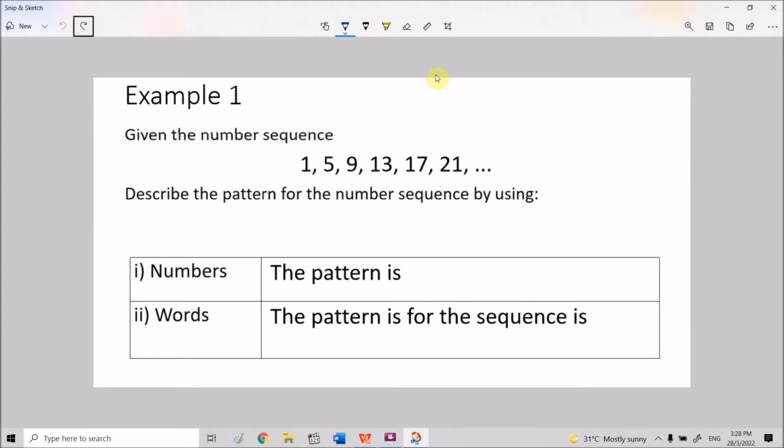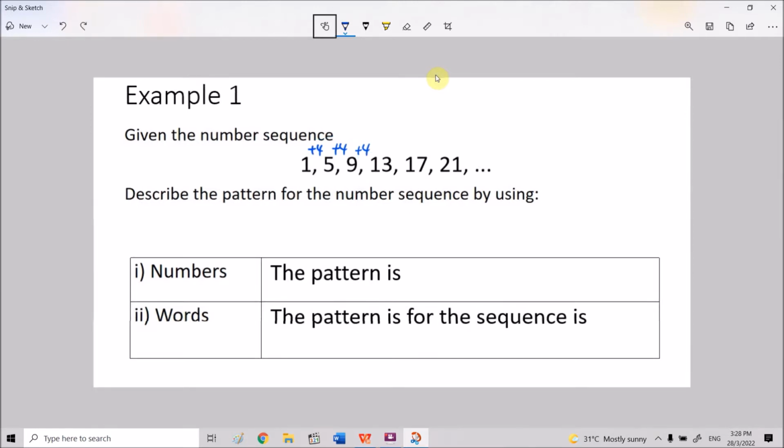As you can see, the numbers are increasing. So if it is increasing, it is either addition or multiplication. We start off with addition here. From 1 to 5, we add 4, right? 1 plus 4, you get 5. 5 plus 4, you get 9. 9 plus 4, you get 13. And so on. Now we are going to describe the pattern here by using numbers and words.